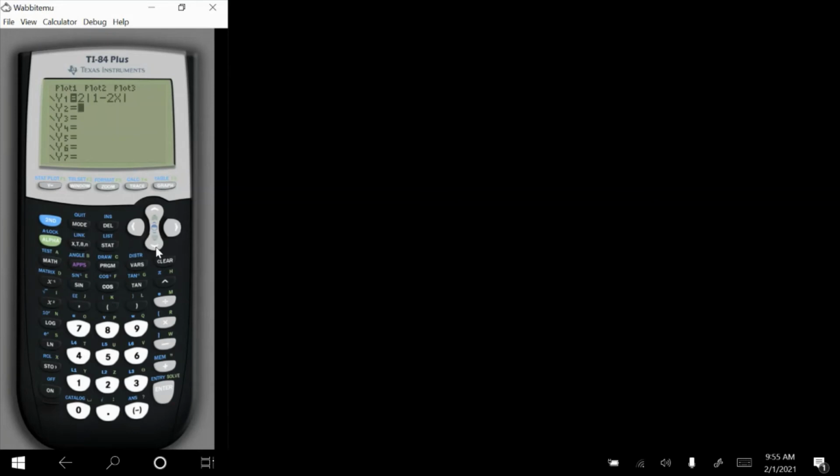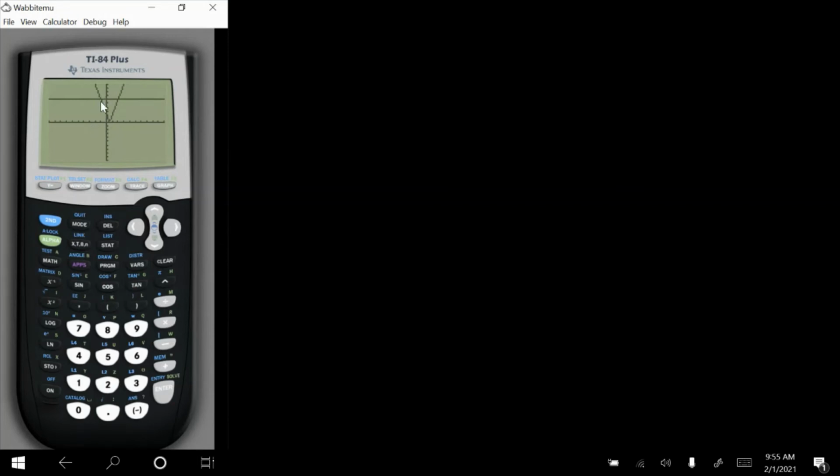And we'll bounce down to y2. We'll type in the number 6. And we'll hit zoom option 6. There's the graph of y1. And there's the graph of y2. Okay, so are you guys getting similar looking graphs? All right.